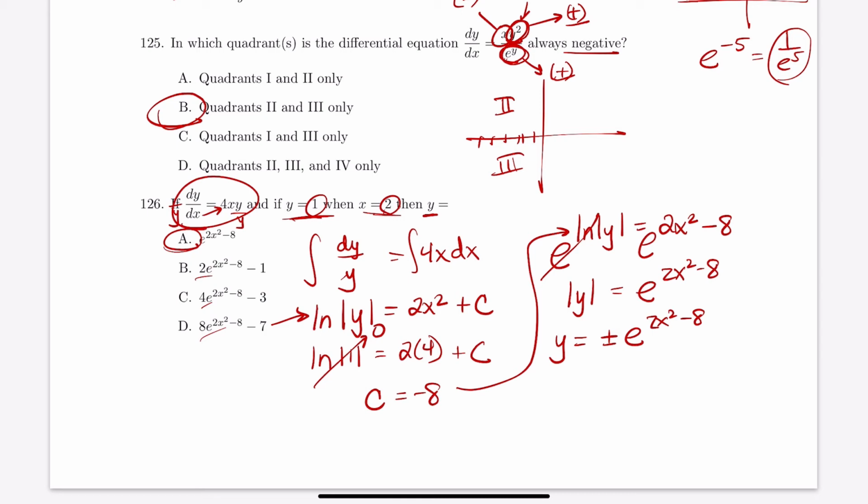But just to double check and just for good practice, if you want to know whether you're dealing with a plus or a minus, you're going to have to plug in your initial condition and see which one actually works, the plus or the minus.